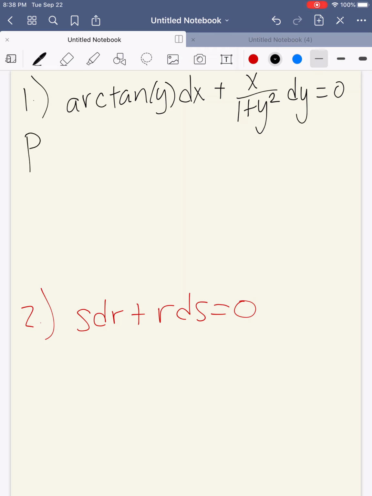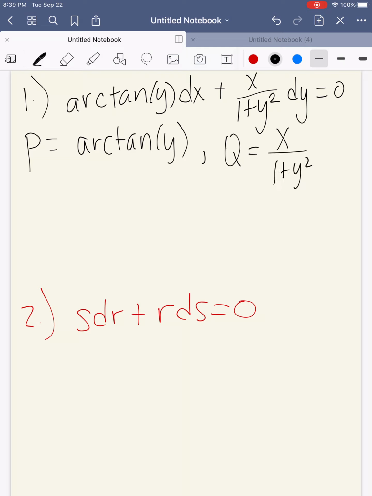So P here is whatever is attached to dx, so this would be arctan of y. And then our Q is whatever's attached to dy, so Q in this case is x over 1 plus y squared. Our exactness test tells us that we need to take the partial derivative of P with respect to y, and then the partial derivative of Q with respect to x, and see if those two partial derivatives are equivalent. If so, then our equation is exact.